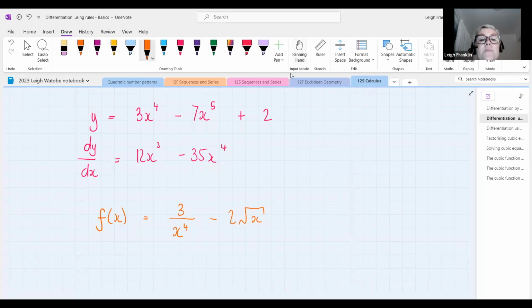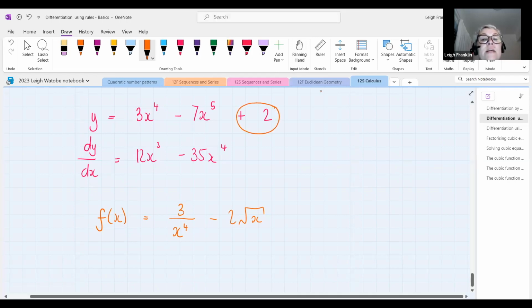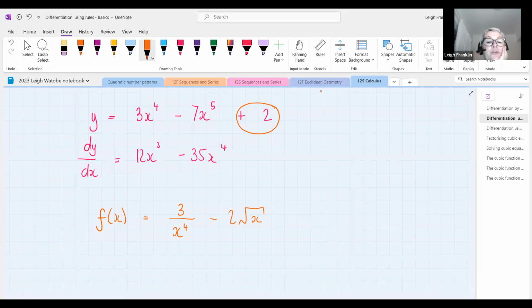Okay, what if they expected us to do that? Remember, the derivative of any constant is 0. The derivative of any constant is 0. So that plus 2 would become a 0 when we derive. So what would we do here? Somebody had a hand up.